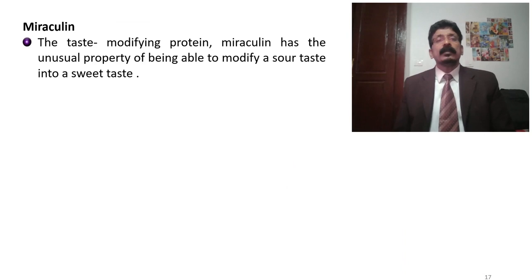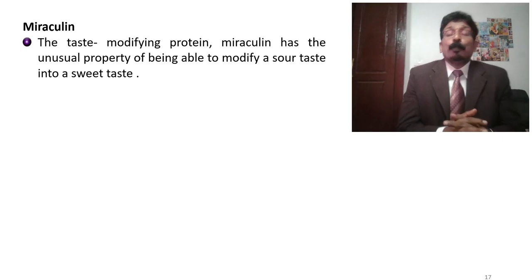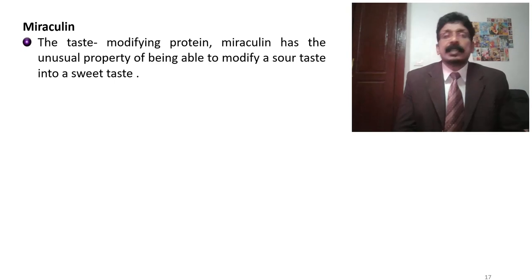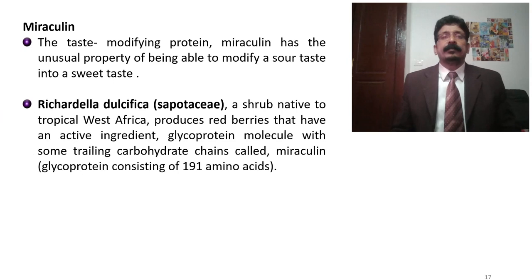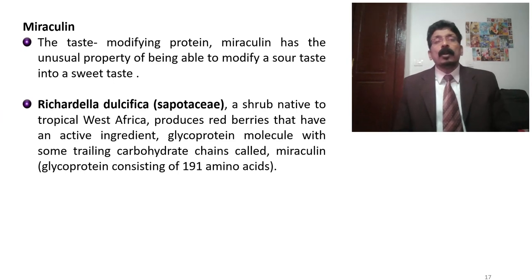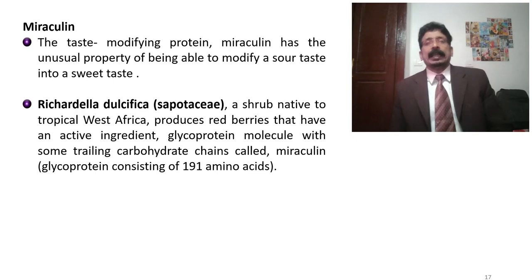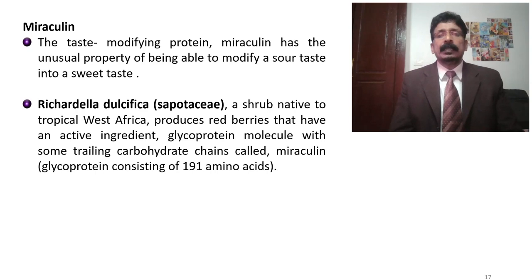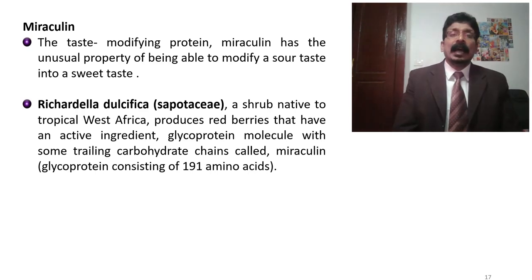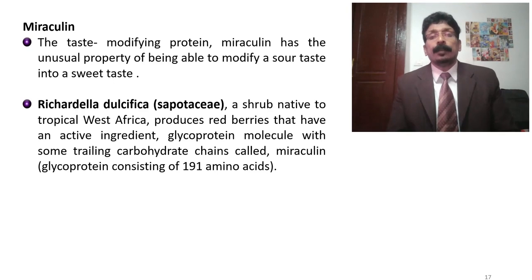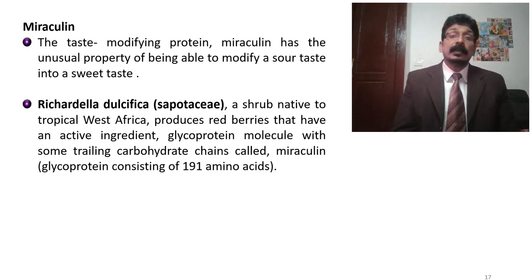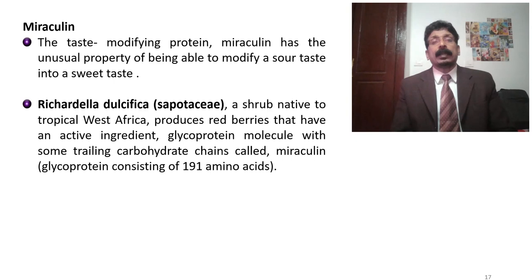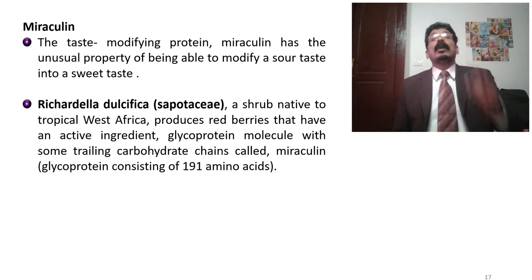Miraculin, the taste-modifying protein miraculin, has the unusual property of being able to modify a sour taste into a sweet taste. Richadella dulcifica, Sapotaceae, a shrub native to tropical West Africa, produces red berries that have an active ingredient, a glycoprotein molecule with some attached carbohydrate chains, called miraculin, a glycoprotein containing 191 amino acids.